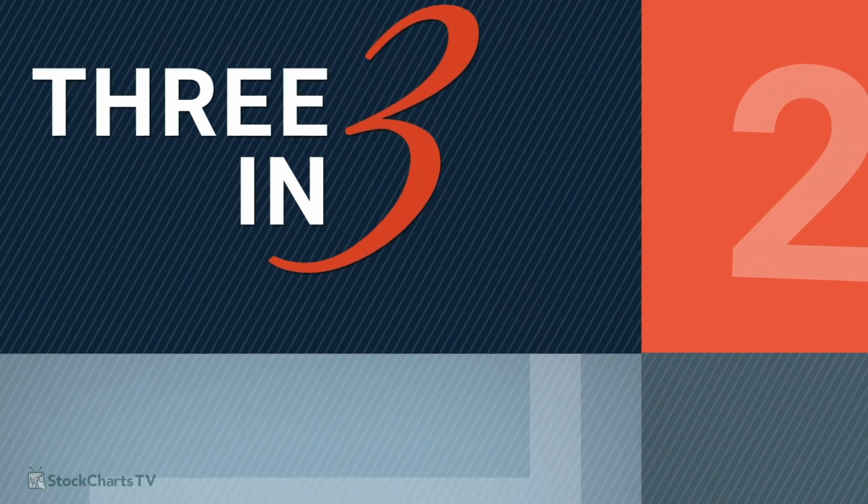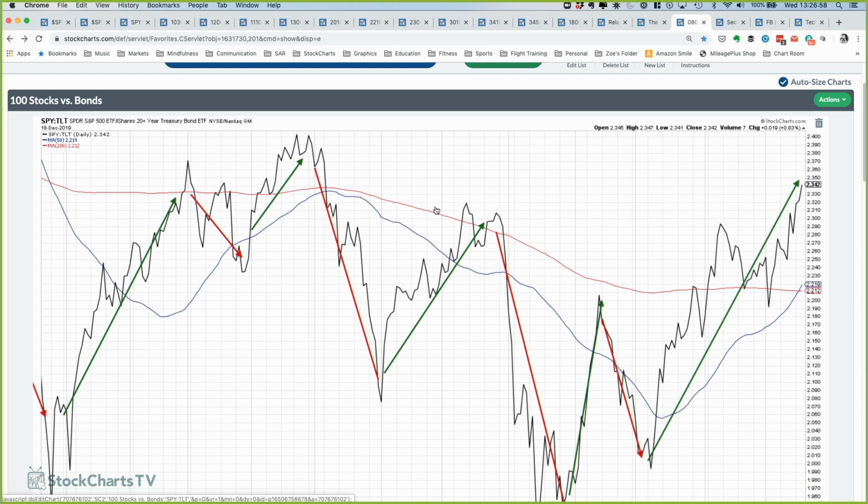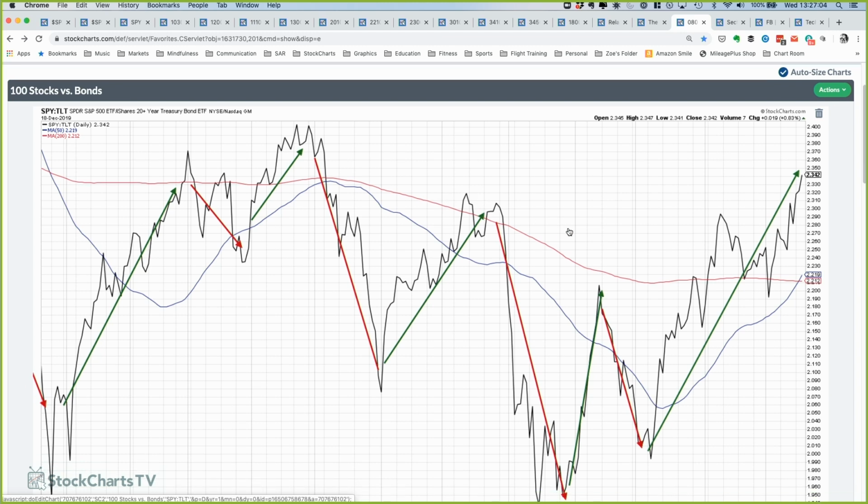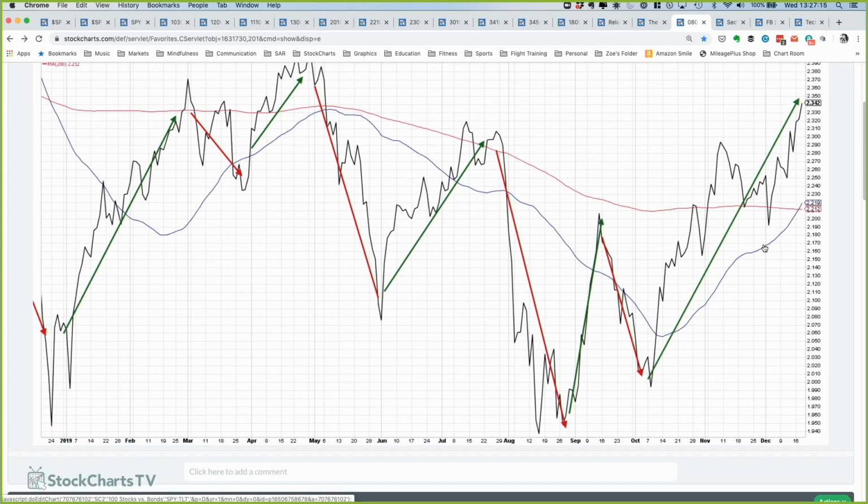So the first chart is the stock versus bond ratio. I was interviewed this morning on a podcast, on a webcast, and we were talking about stocks versus bonds. They were asking about interest rates and how it relates. And this is the chart that I showed them, illustrating the relative performance of the SPDRs SPY to the TLT, the long bond ETF. And this has clearly been favoring long bonds for the last 2 months.